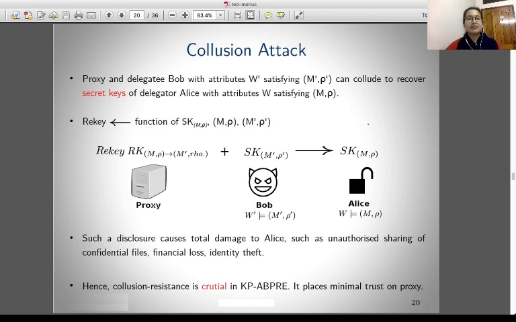Alright, so it is a very natural question to ask: what if the proxy and a delegatee collude? Will they be able to recover the secret key of the delegator? It has to be seen that all the traditional proxy encryption schemes are actually vulnerable to such an attack. And such a disclosure causes total damage to Alice's privacy. It can cause unauthorized sharing of confidential files, financial loss, etc. Hence, collusion resistance is a very crucial property in KP-ABPRE schemes, as it places minimal trust on the proxy.